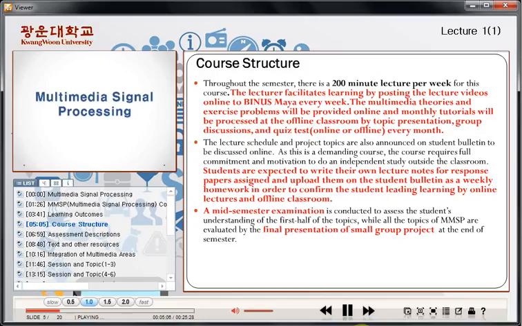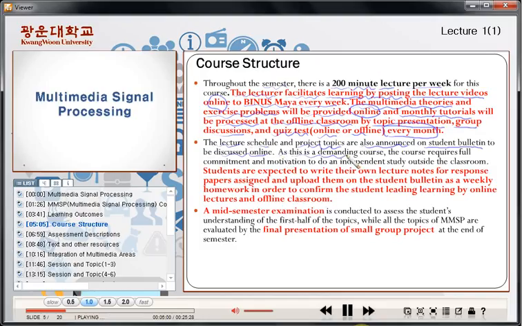And I'd like to introduce the course structure. Throughout the semester, there is a 200 minutes lecture per week for this course. The lecturer facilitates learning by posting the lecture videos online to Binus Maya every week. And the multimedia theories and exercise problems will be provided online, and monthly tutorials will be processed at the offline classroom by topic presentation and group discussion and quiz tests online or offline every month. The lecture schedule and project topics are also announced on the student bulletin to be discussed online.